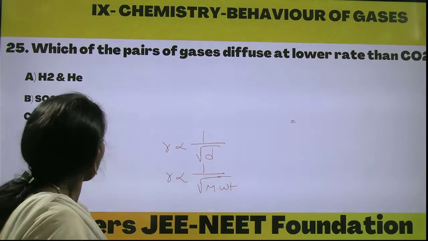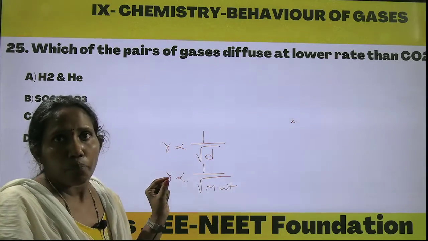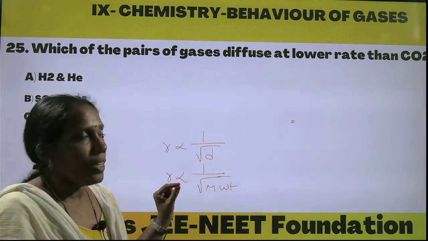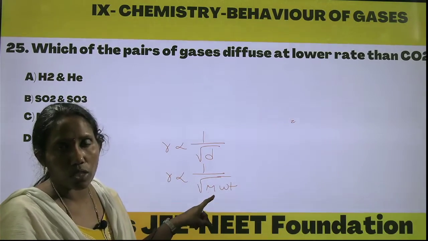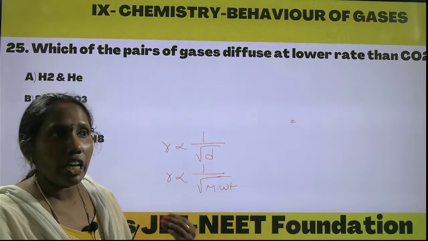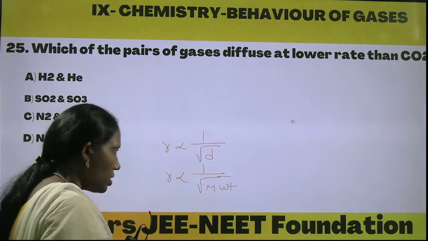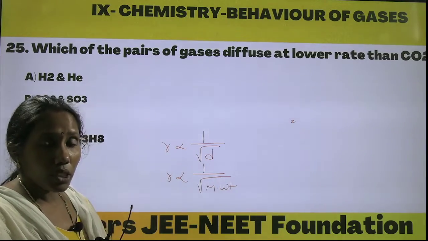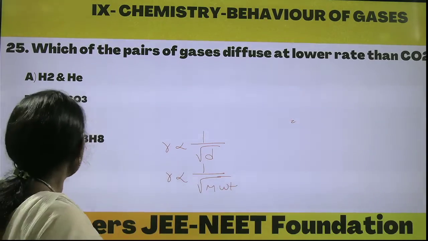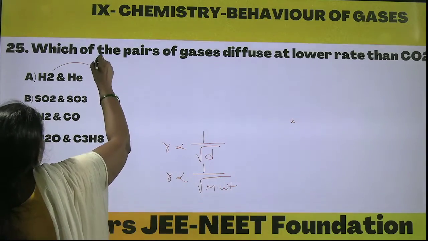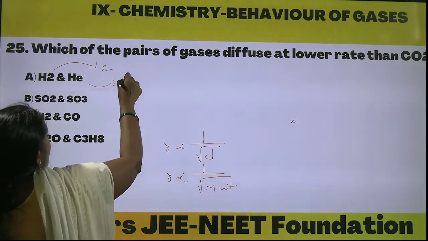So, the question: which of the pairs of gases diffuses at lower rate? Rate is less, so we have to choose the high molecular weight compounds. Higher molecular weight compounds will diffuse at lower rate. So from the given options, the ones with high molecular weight will diffuse slower. So let us see here: hydrogen, the molecular weight of H2 is 2, and helium is 4.